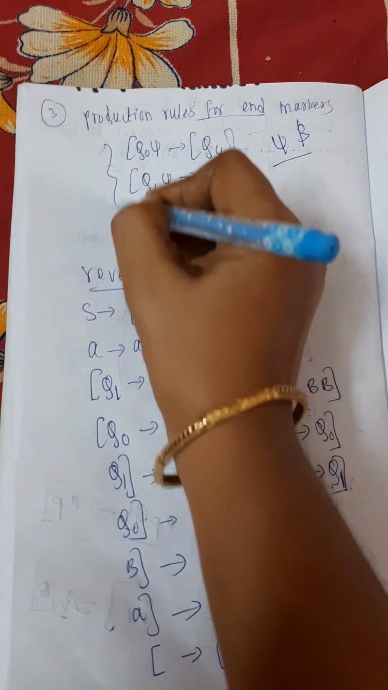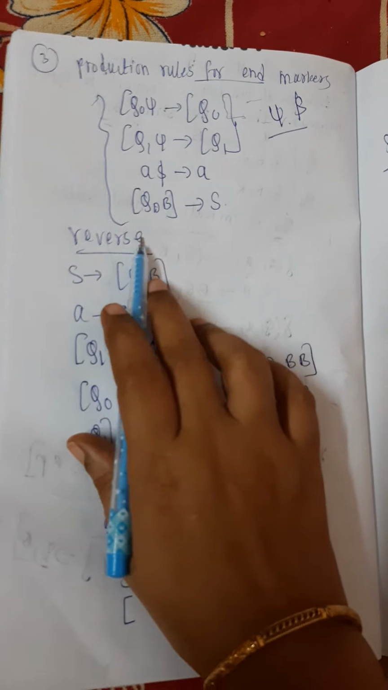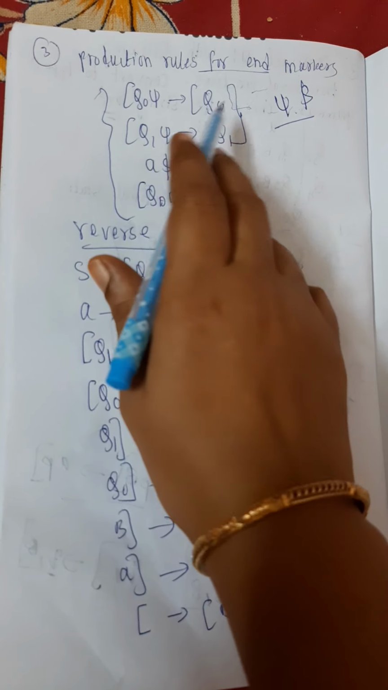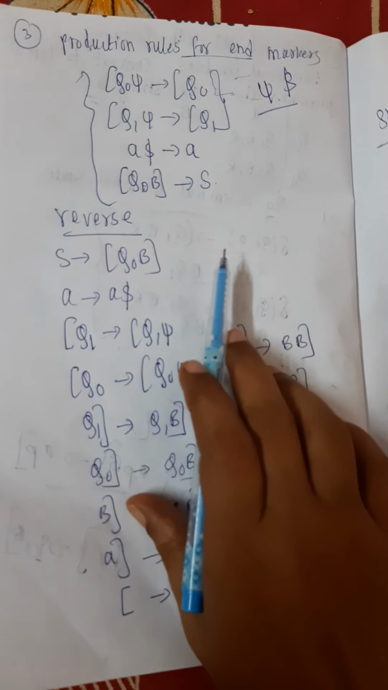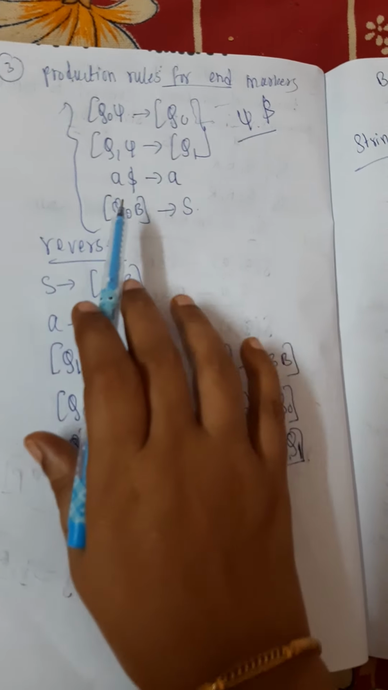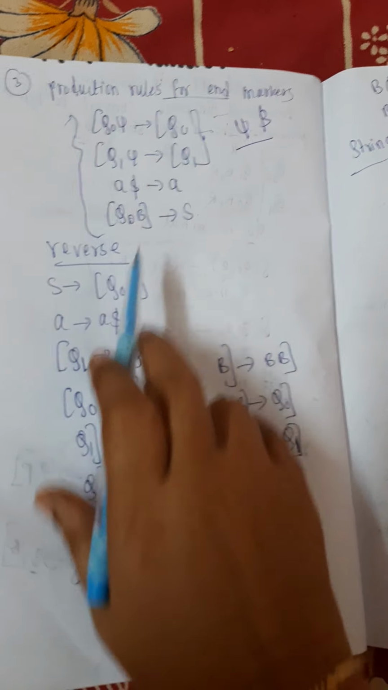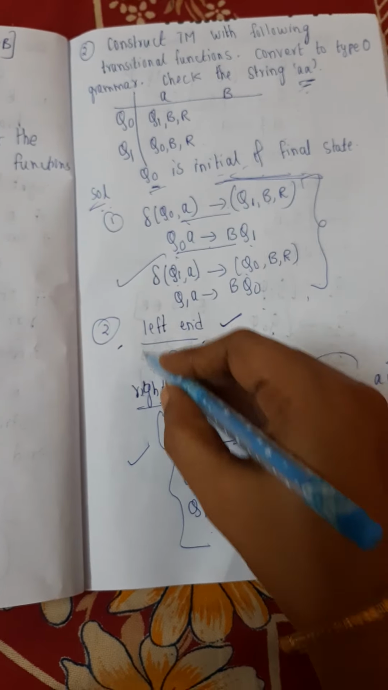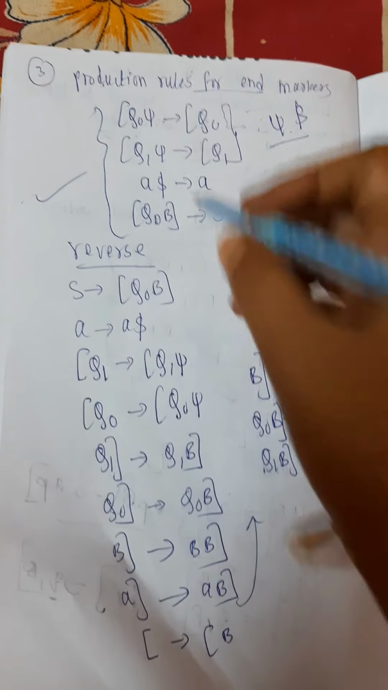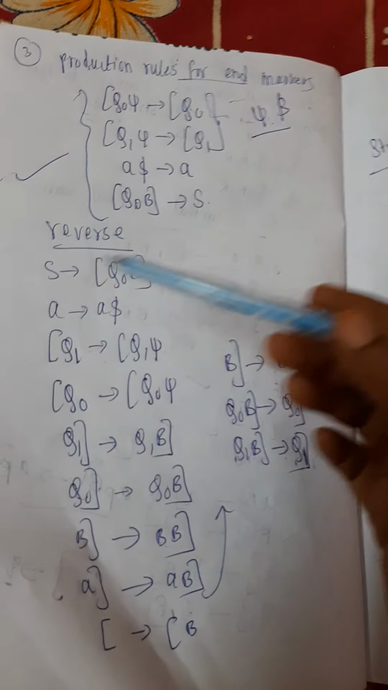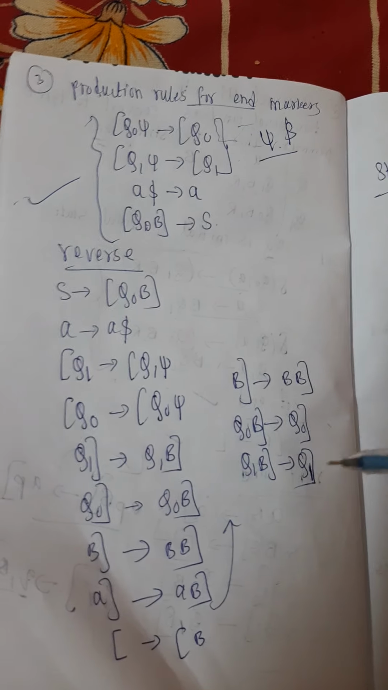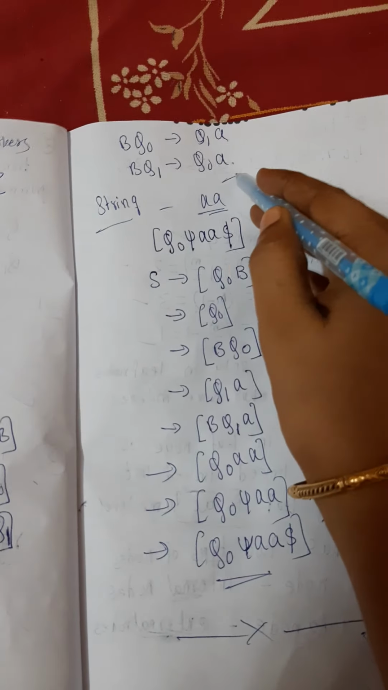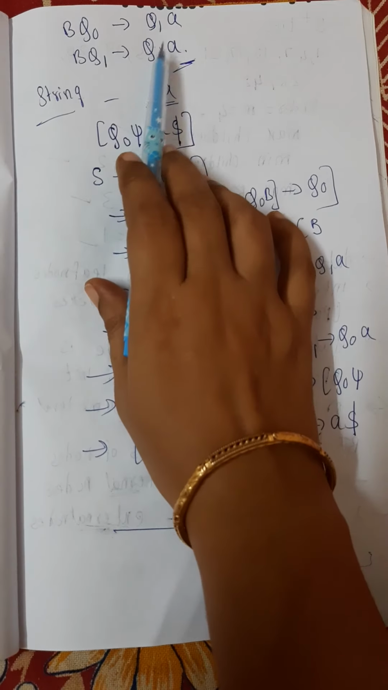So by using the formulas, we have written all these productions. Now the last step is we have to reverse the direction of the arrows. Change the direction of the arrows. So S tends to Q0 B, A tends to A dollar, Q1 tends to Q1. All the productions we got, let us change the arrow and write it down. After changing the arrows we are getting it.